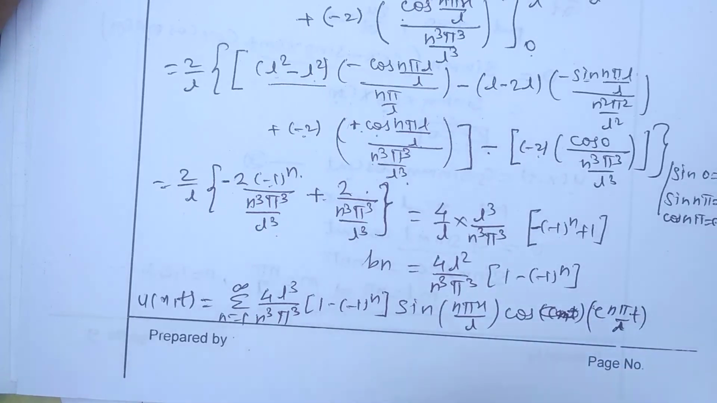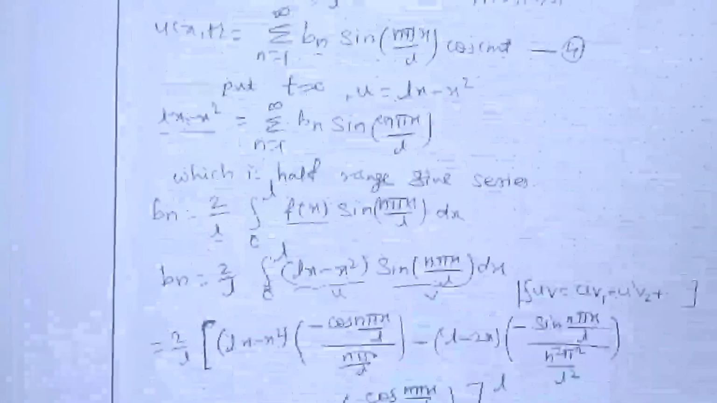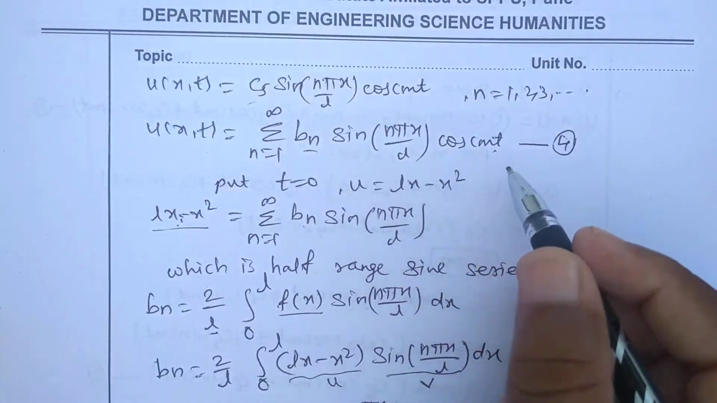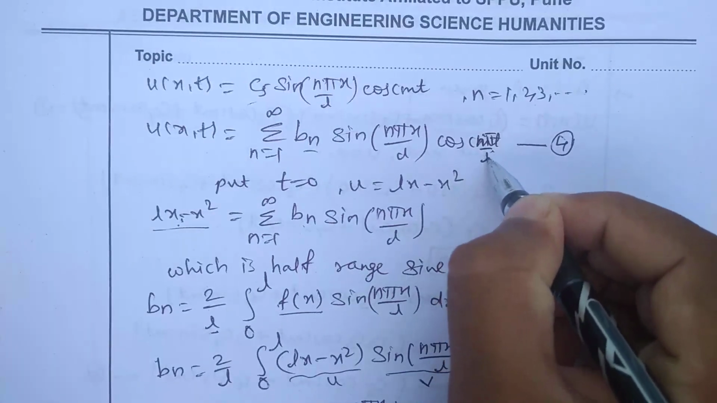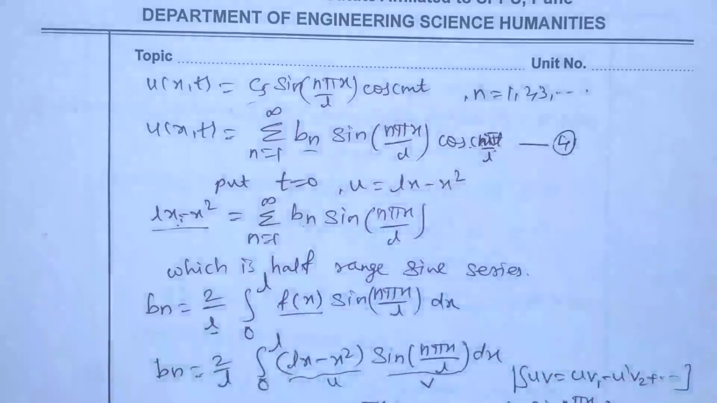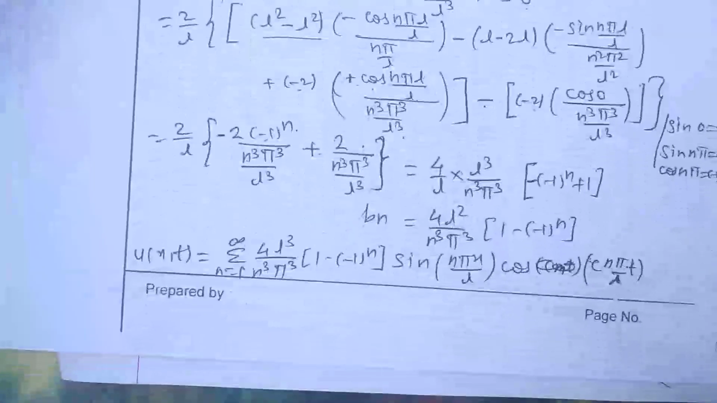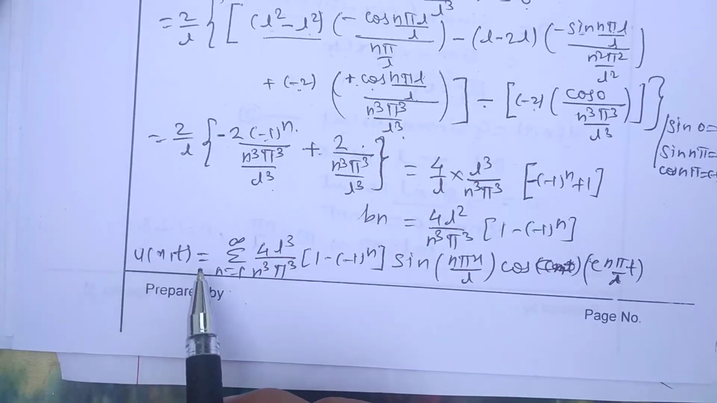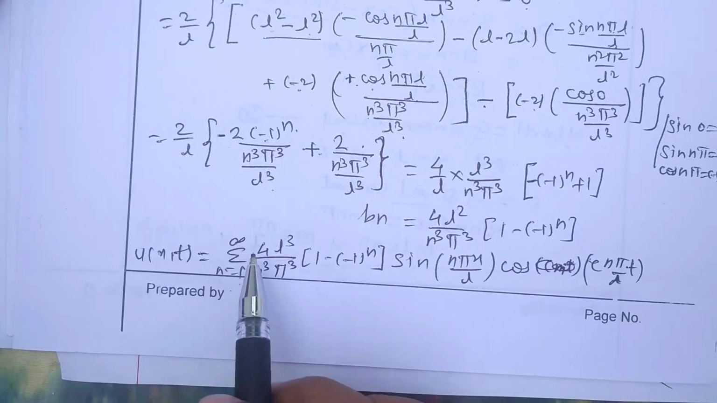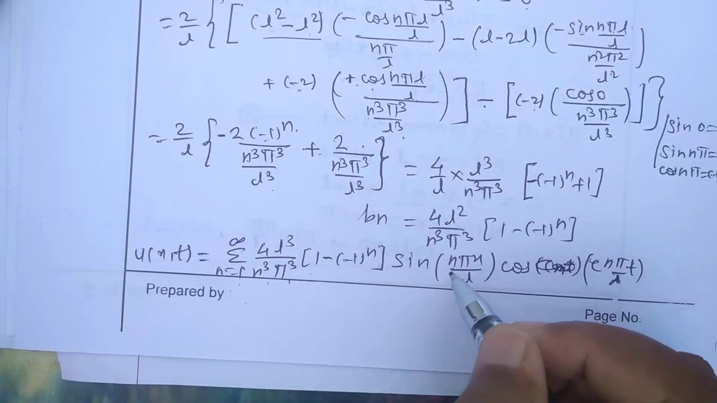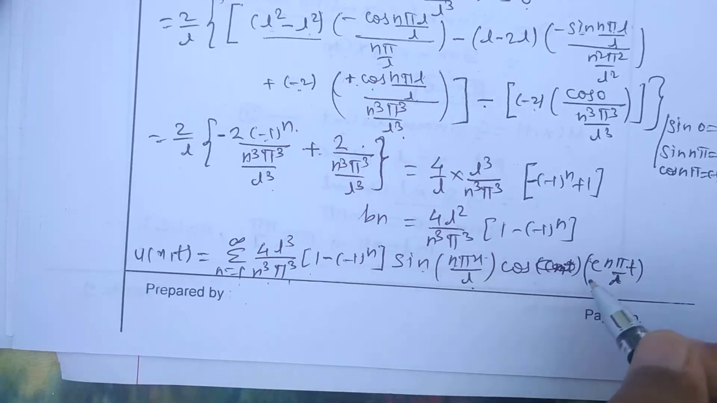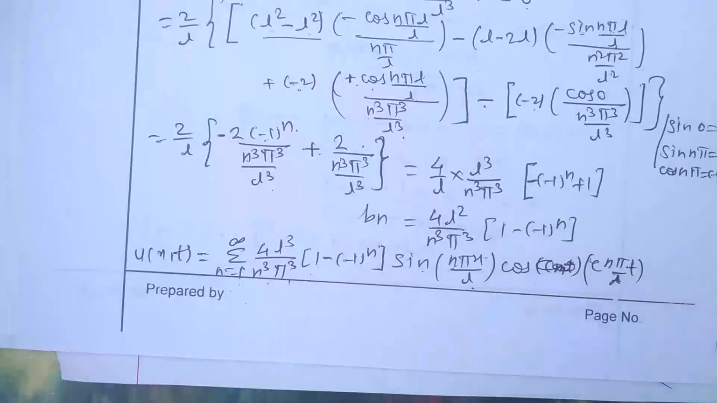So this is our final answer. We just missed putting the value of m in the cos function also. Here also in equation number 4 we have to put the value of m as n pi by l. So we will get c n pi t by l. So our final answer after putting Bn, u of x comma t is equal to summation n varies from 1 to infinity 4l cube upon n cube pi cube into 1 minus minus 1 raised to n sin n pi x by l cos c n pi by l into t. So that is our final answer.